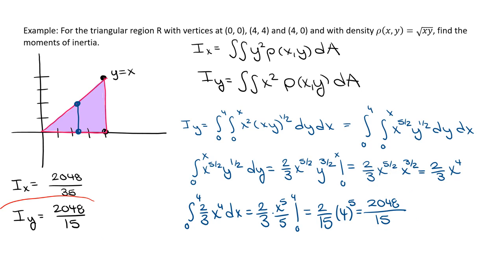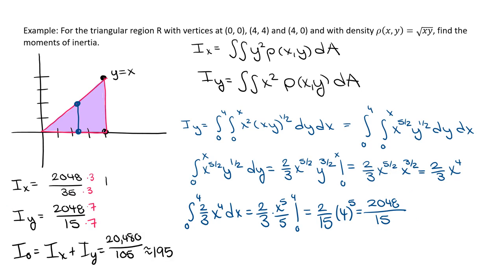And then finally, moment of inertia with respect to the origin. I can just add those two moments of inertia. Feel free to pull out your calculator. I got approximately 195 when I added those two together. And so now I have found all three moments of inertia that we've talked about.